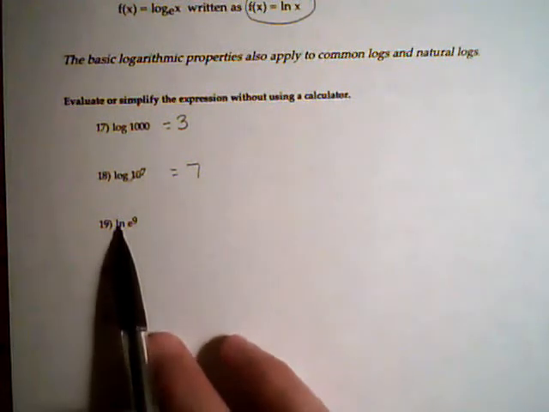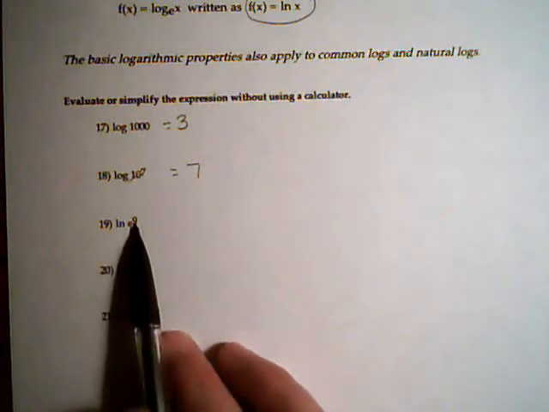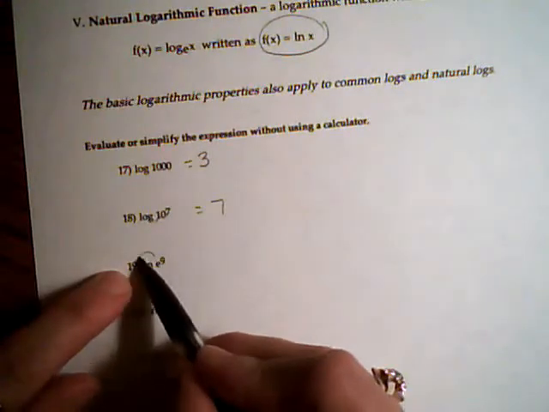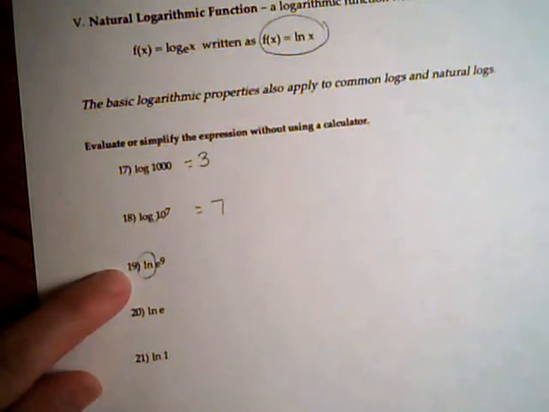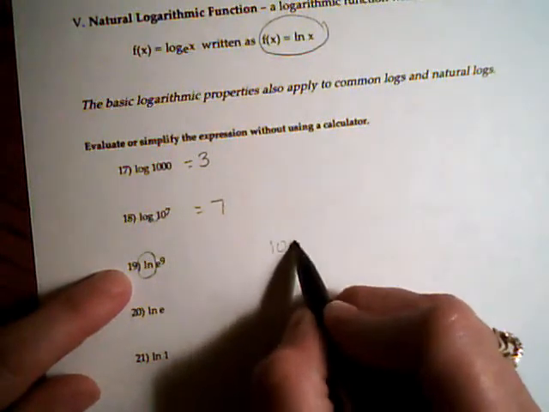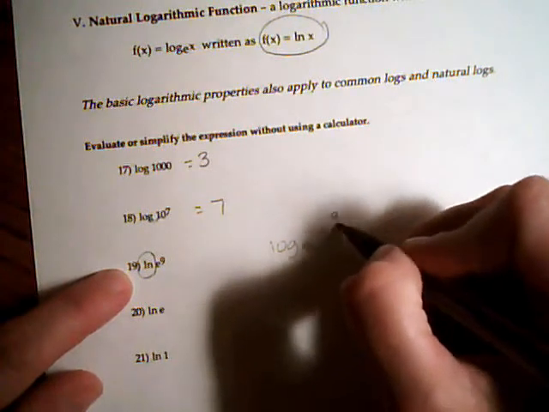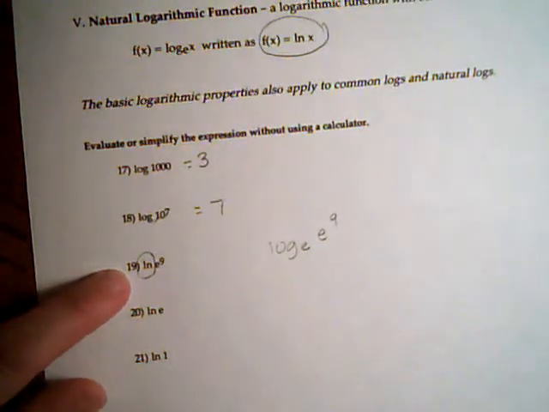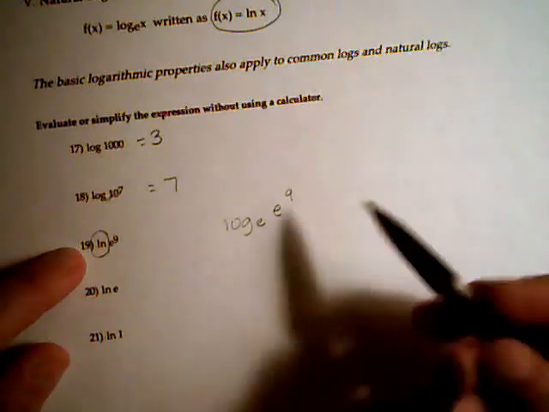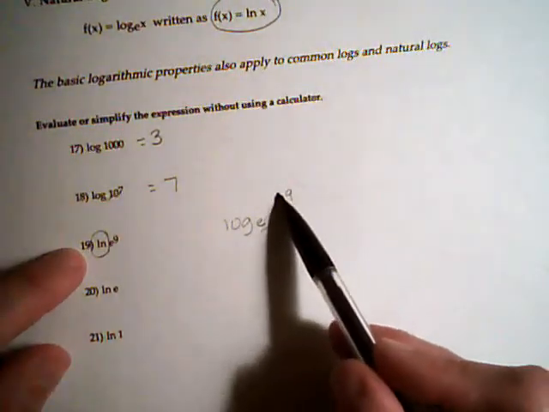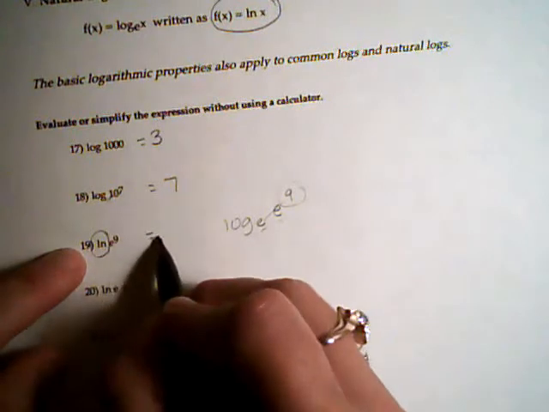Okay, I have the natural log of e to the 9th. Okay, think about what this actually means. Just having the natural log there means that you have a log of base e, and then it's of e to the 9th. So what does our property tell us? If the base is the same as the argument, that is just going to equal the exponent. So this would just be 9.